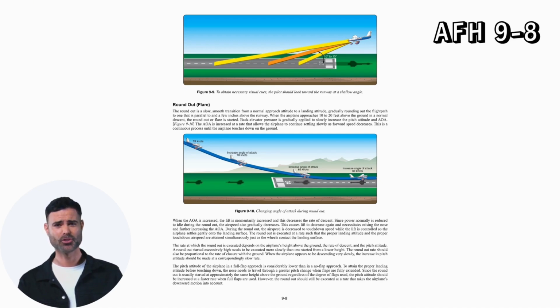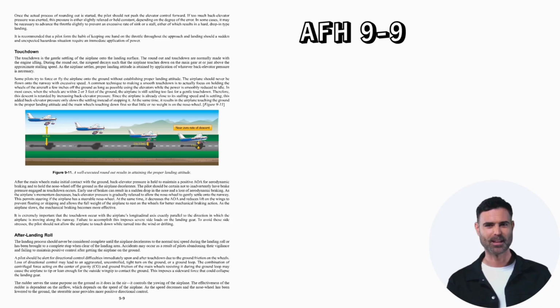Since the round-out is usually started at approximately the same height above the ground, regardless of the degree of flaps used, the pitch attitude should be increased at a faster rate when full flaps are used. However, the round-out should still be executed at a rate that takes the airplane's downward motion into account. Once the actual process of rounding out is started, the pilot should not push the elevator control forward.